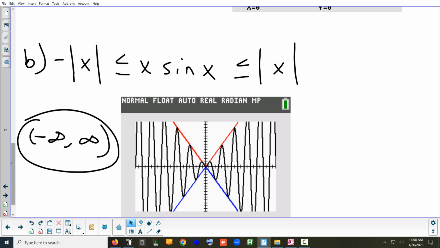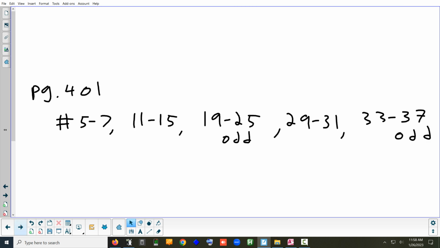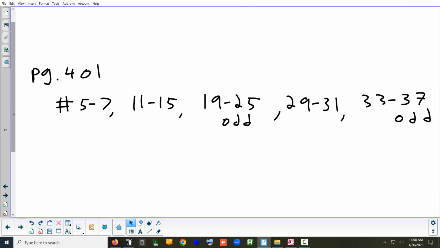Okay, so that's 7.3, solving more complicated trig function graphs. Okay, so homework, just keep in mind there's a couple sections there that are just odds. So 5 to 7, 11 to 15, that's all. 19 to 25 is odd. 29 to 31, that's just all three of them. And 33 to 37 is odd.